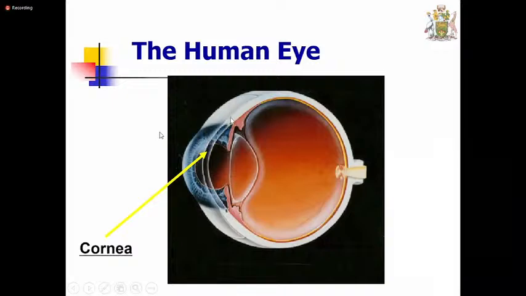The anterior segment is any part in front of the iris and the lens structure. So this whole anterior part is called the anterior segment. The posterior part is what we'll cover later.